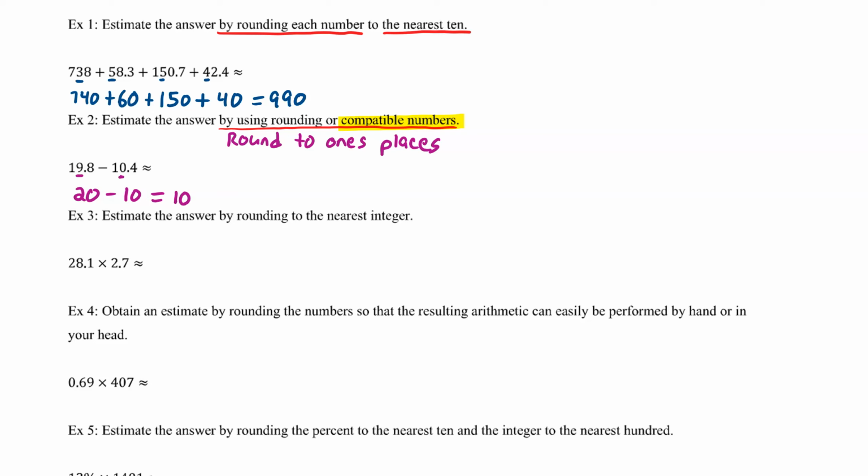Number 3, estimate the answer by rounding to the nearest integer. Nearest integer means nearest whole number. So looking at this, if we are rounding to the nearest whole number, this is going to be 28, and this will round up to 3. Then we go ahead and multiply. 28 times 3 gives us 84.